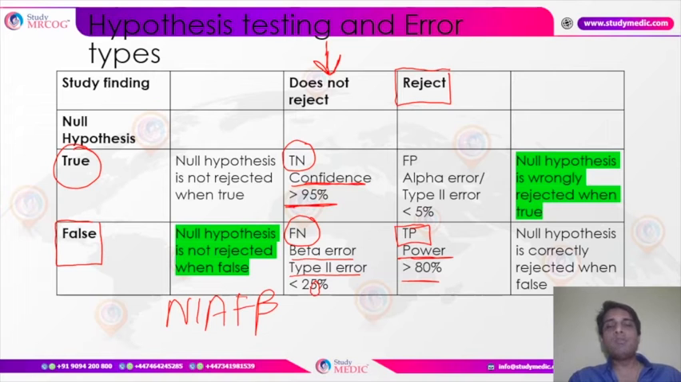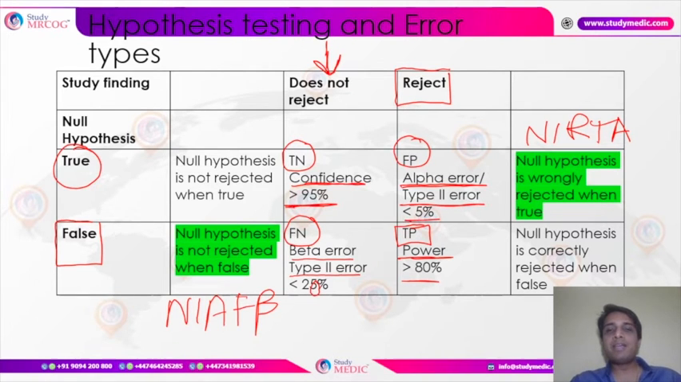However, if instead we reject it, so null hypothesis is rejected when true, what will happen? We conclude that there is a difference in glucose levels between males and females. We are giving a false positive here. So it is called the alpha error or type 1 error. The maximum tolerable alpha error should be less than 5%. So this is about hypothesis testing.